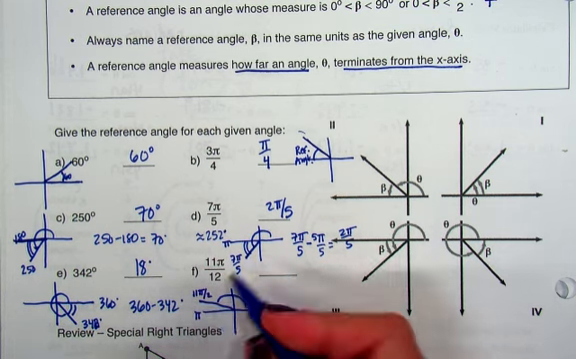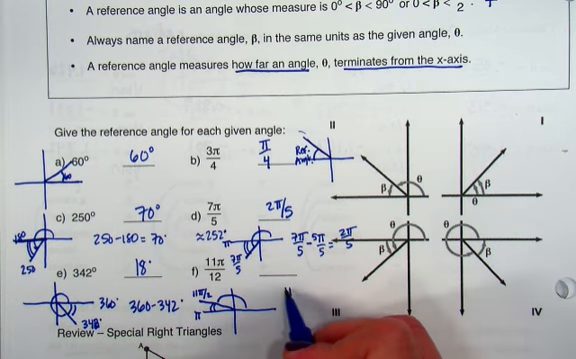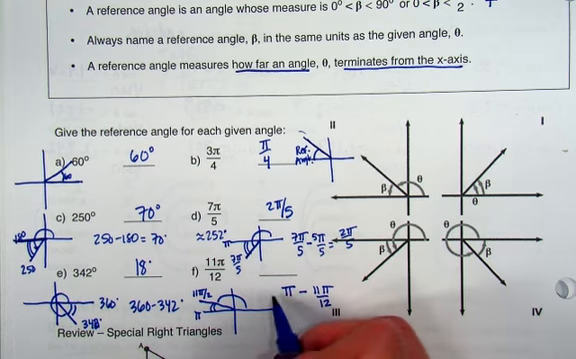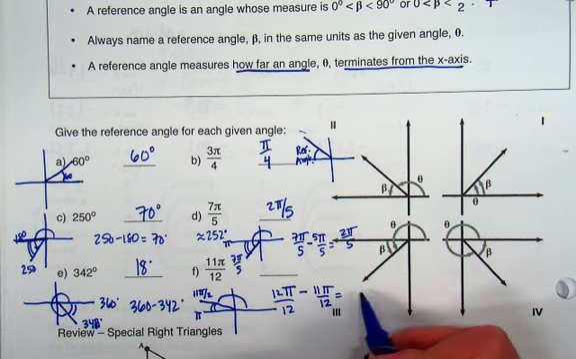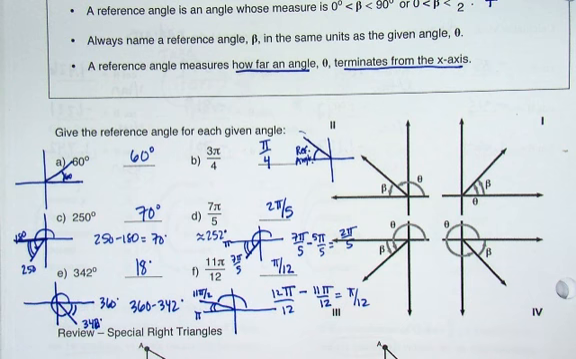And so again, the reference angle, though, is this missing part. So I would subtract, in this case, pi minus 11 pi over 12. Common denominator would give me pi over 12. Okay, so again, reference angle is just how far is it from the closest x-axis.